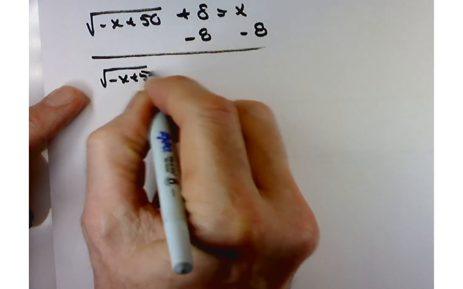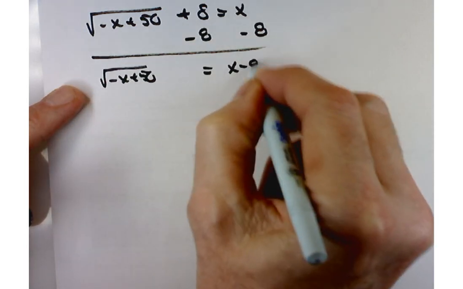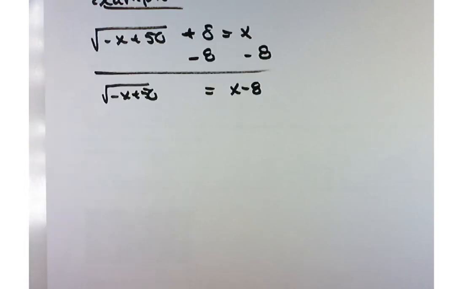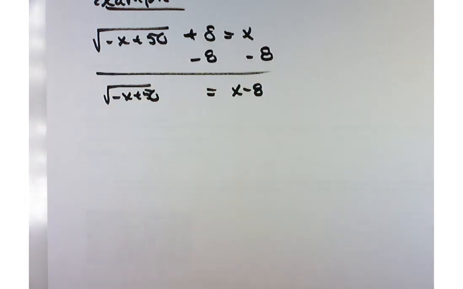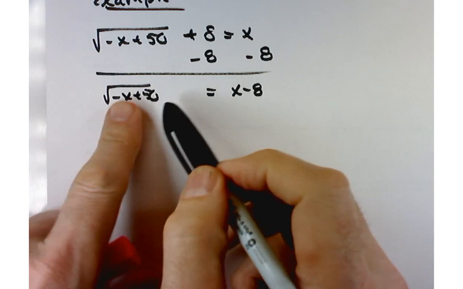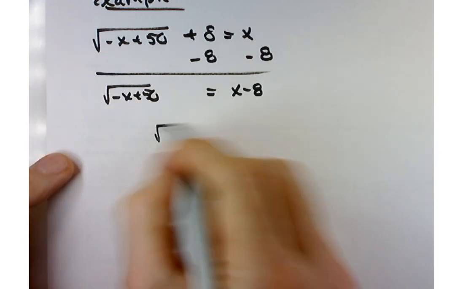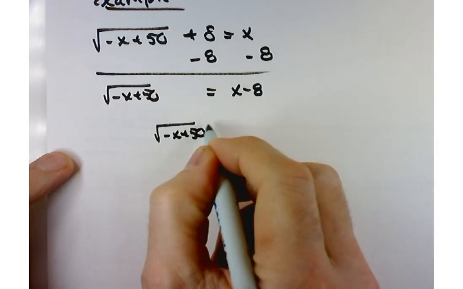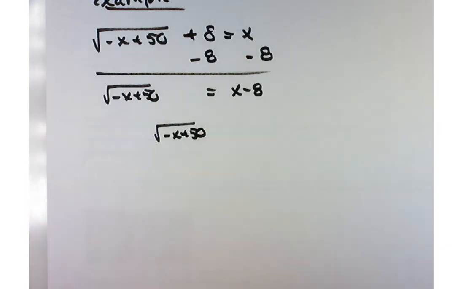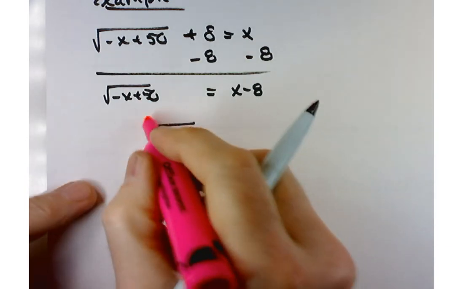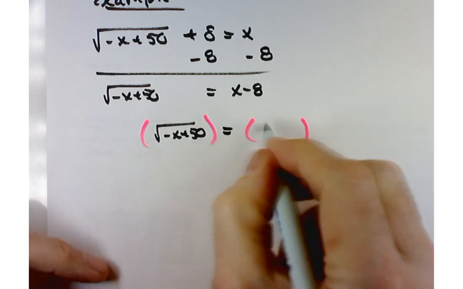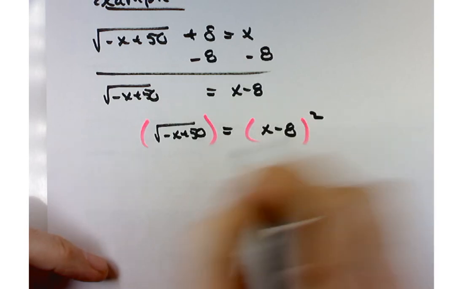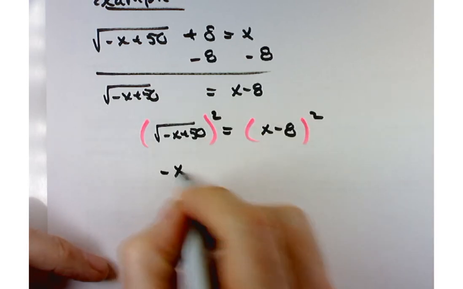The square root of negative x plus 50 equals x minus 8. And then what? Well, now we need to get rid of the radical part. But now that you've simplified things to get the radical by itself, if you square both sides, it's going to do what you want. So I'm going to square the left-hand side and square the right-hand side. So negative x plus 50 equals x minus 8 squared. On the left-hand side, I get negative x plus 50.